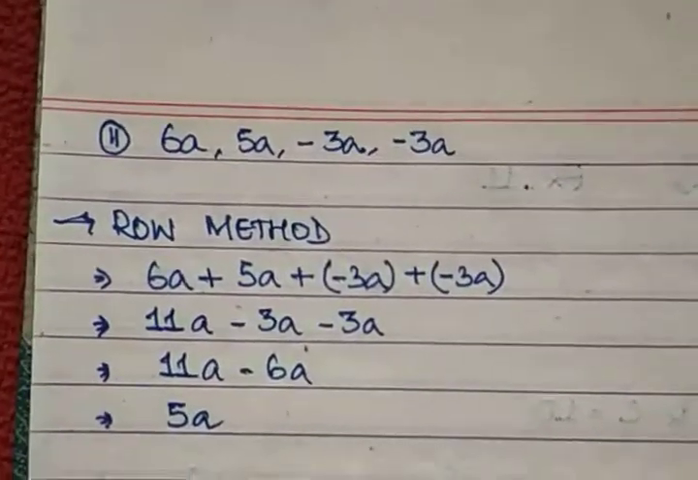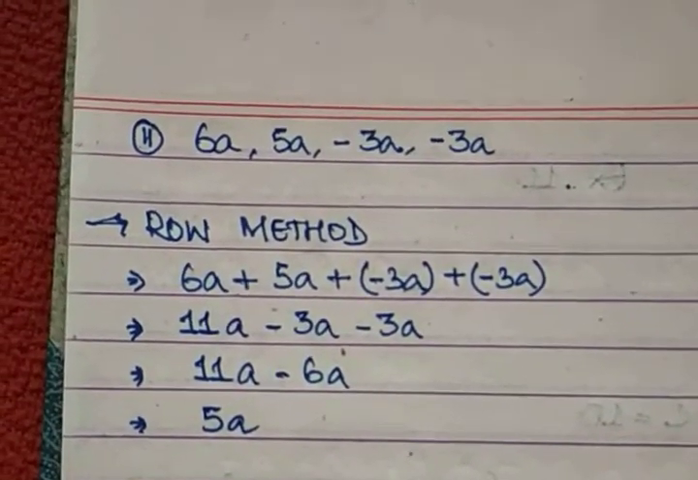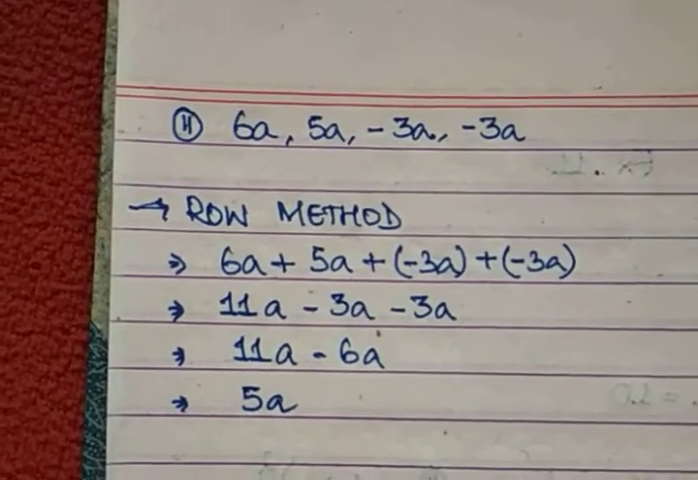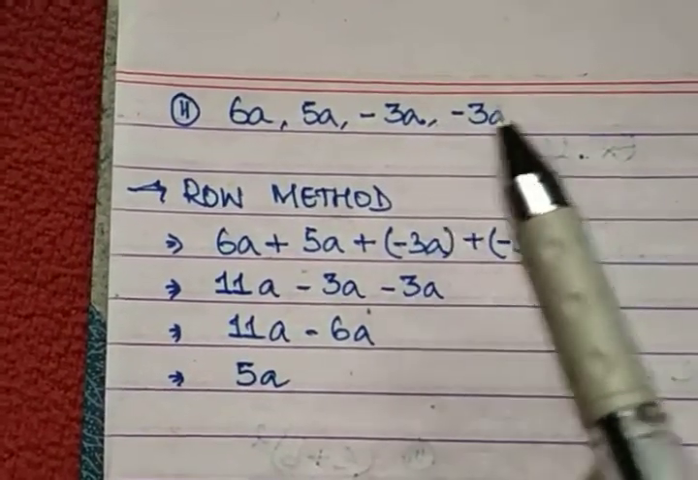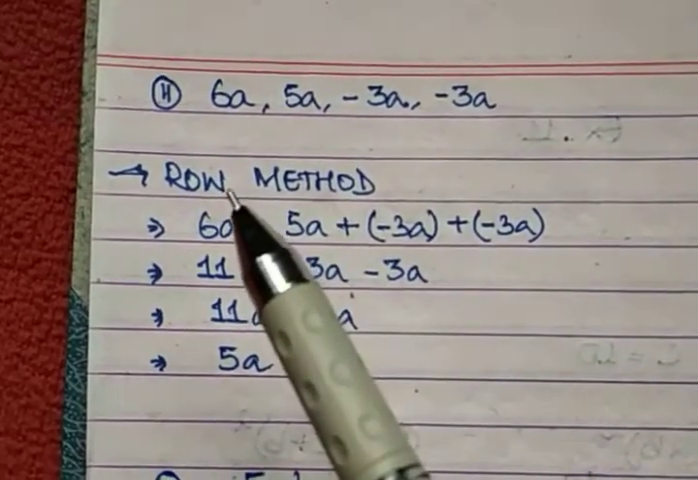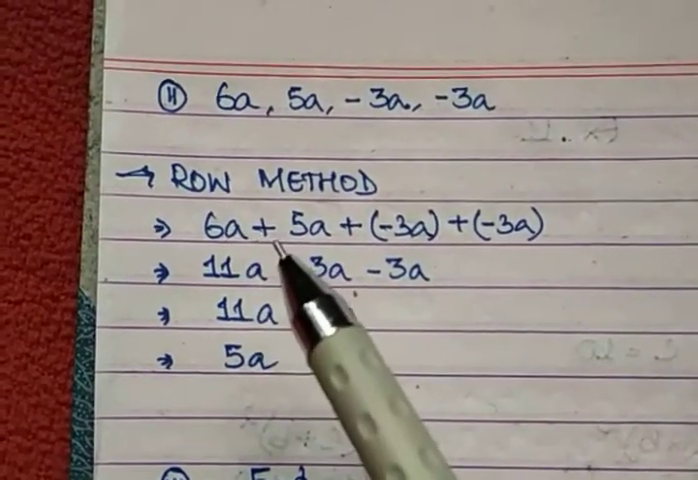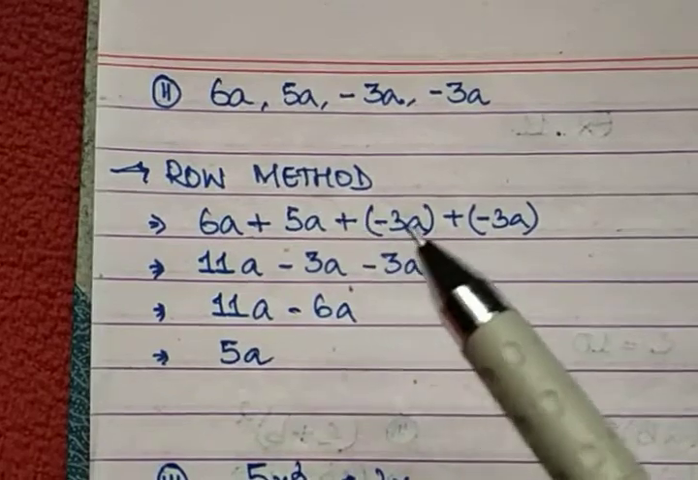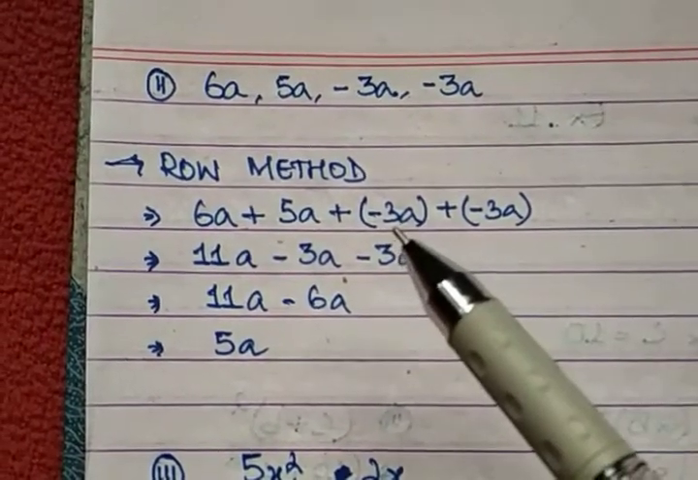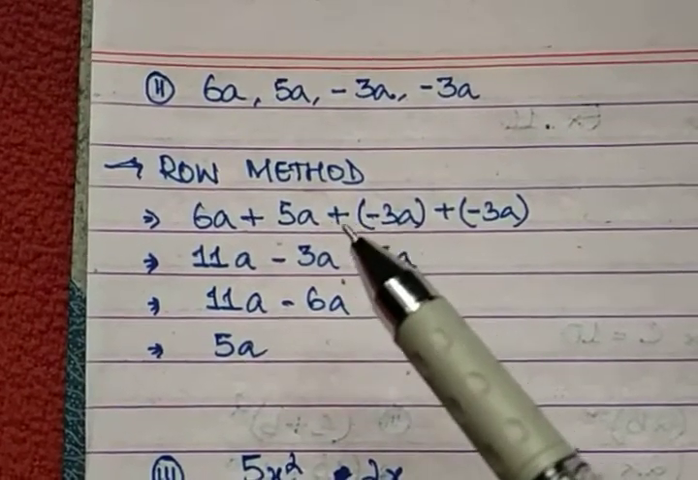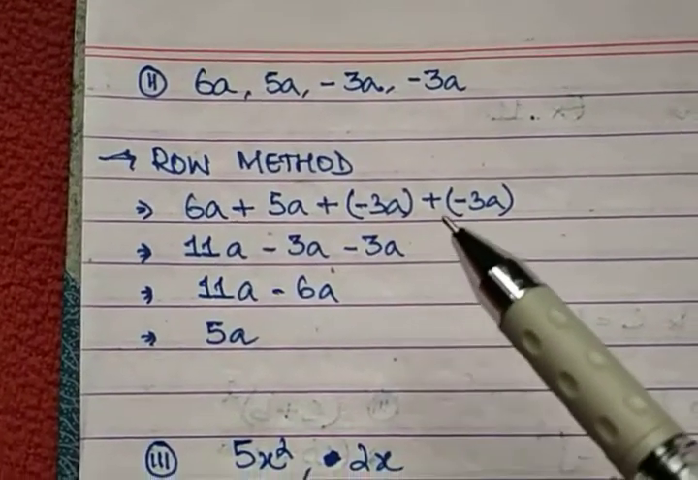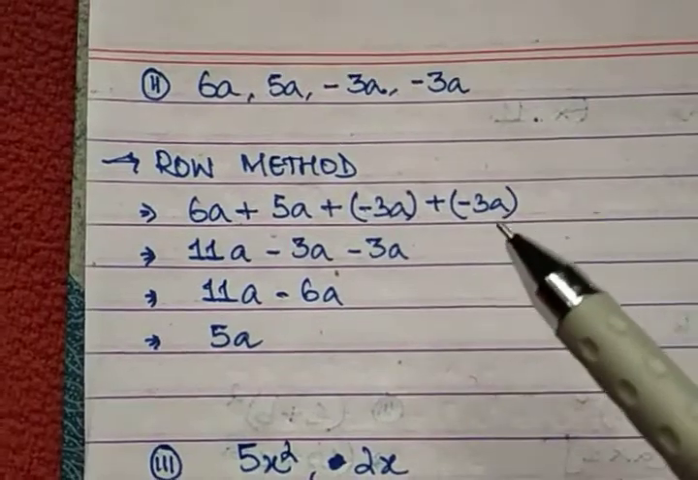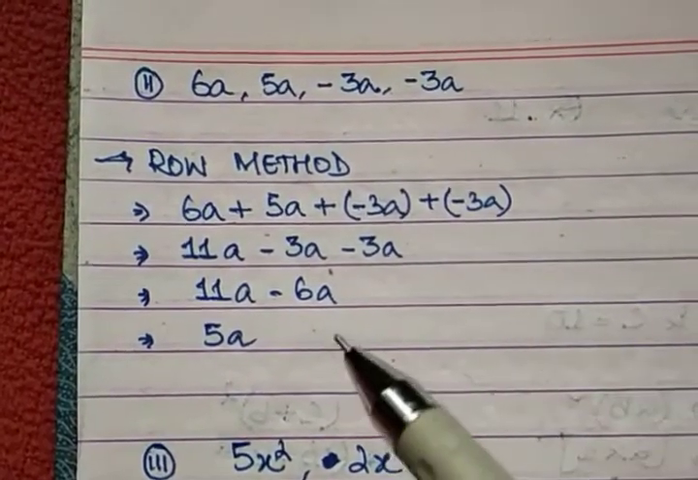For the next one, yes, for question number 2, what we have in here is we are given 4 terms, that too 4 monomials. See, 6a, 5a, minus 3a and minus 3. So again simple, going with the row method, 6a plus 5a plus, and within the bracket minus 3a, because we cannot write two signs together, since it has a negative sign, I have placed the bracket. Is it okay? Plus again 3 with a negative sign, so plus within the bracket minus 3.